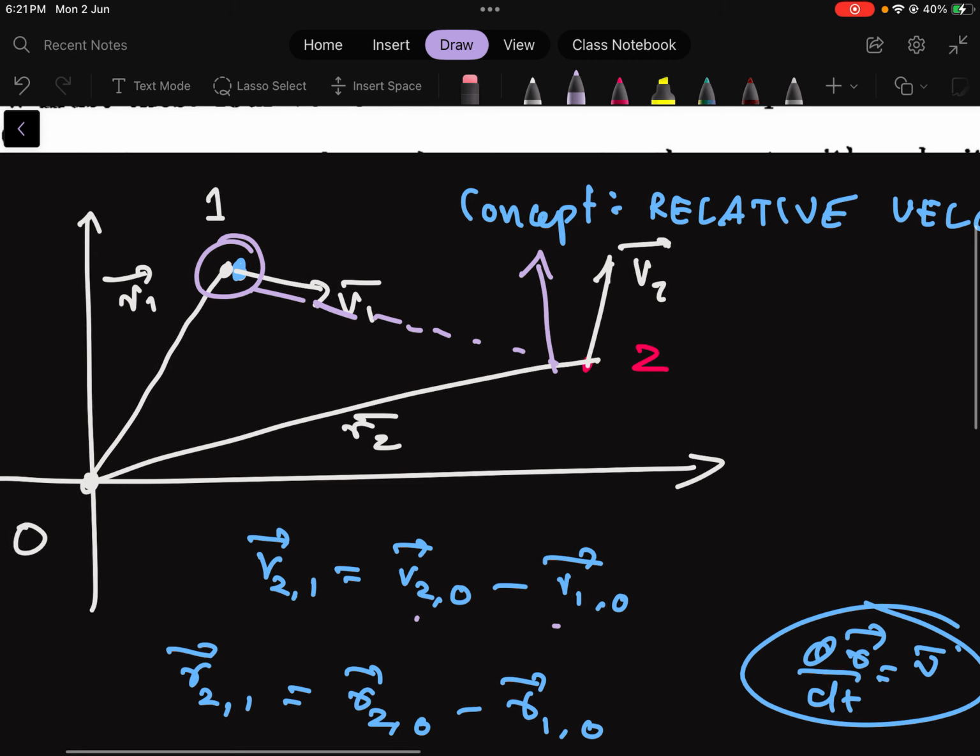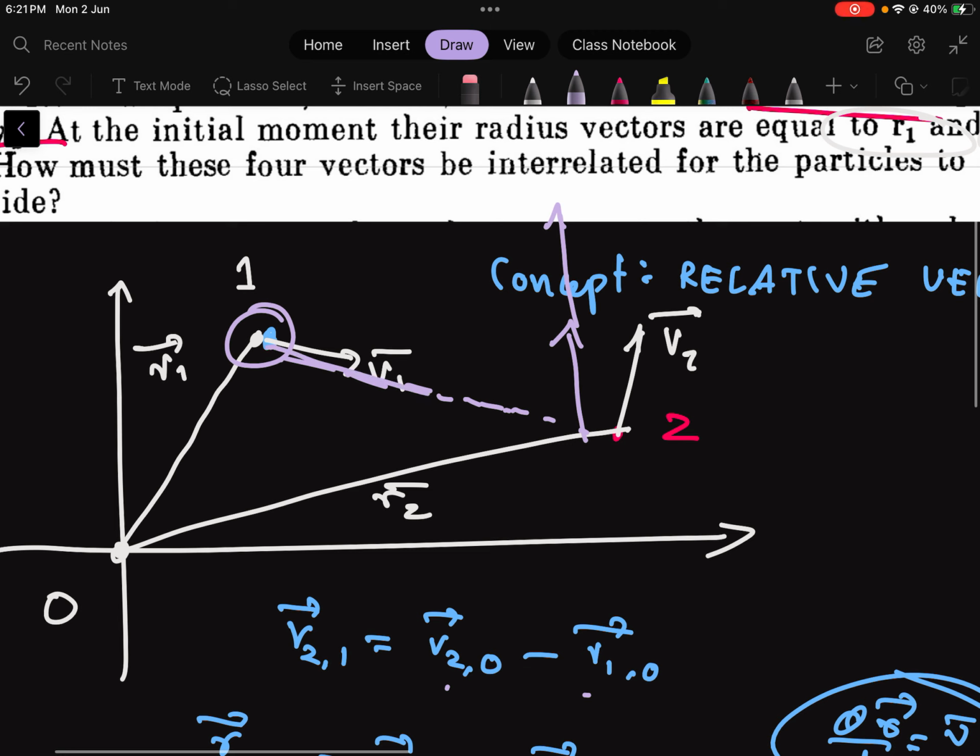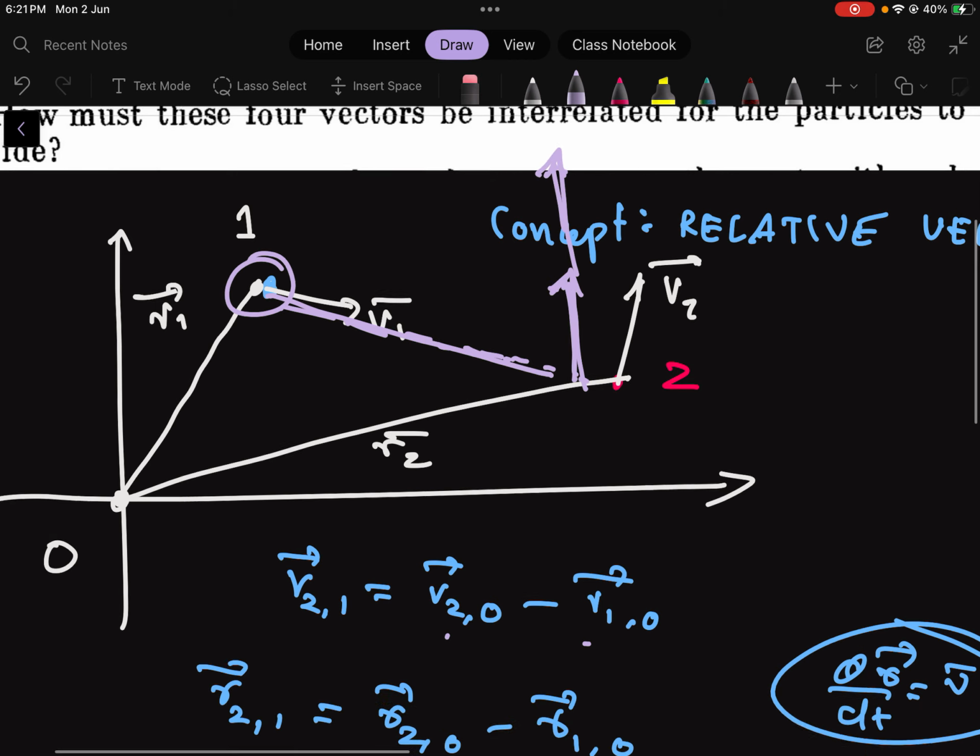Now if you look at it, in the particular case I drew, it appears that it will escape to infinity, it won't collide, right, because there is a component along the line joining 2 to 1, but then 2 is constantly escaping away from it. That is, it is not coming towards it. Intuitively also it makes sense, right?